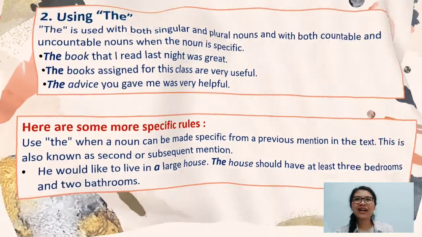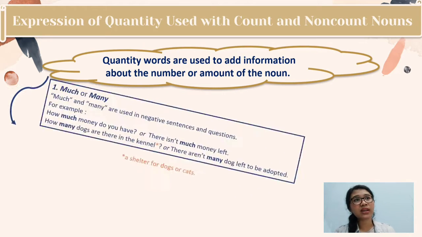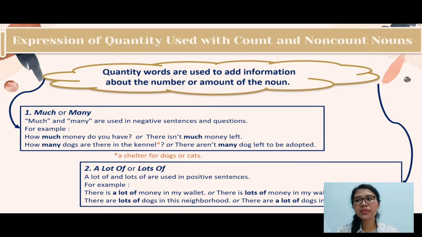And the next is about the expression of quantity used with count and non-count nouns. Here are some common quantifiers. The first is much or many. Much and many are used in negative sentences and questions. For example, how much money do you have? Or there isn't much money left.